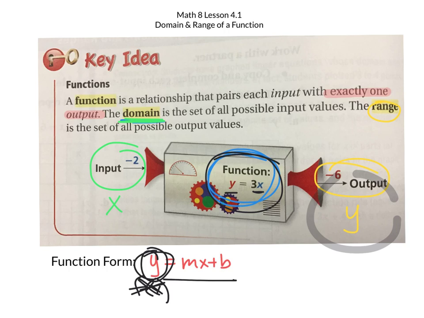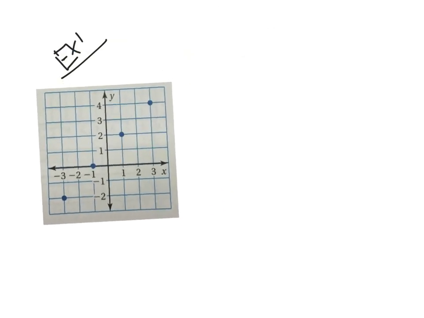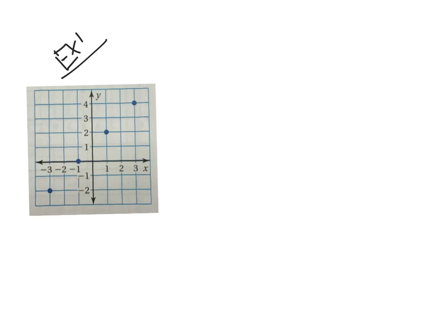So let's practice some of this. Look at example 1. Okay, so they've given you a graph, and they want you to find the domain and range of the function. So when you have a graph, what do we have to do? Find the points? Find all the points, yep. Find all the x and y values for each point.